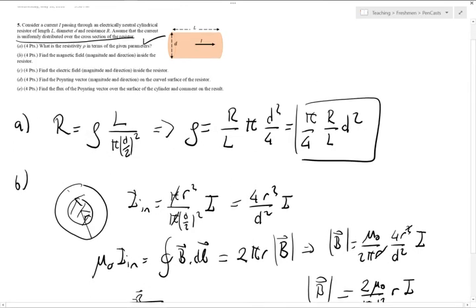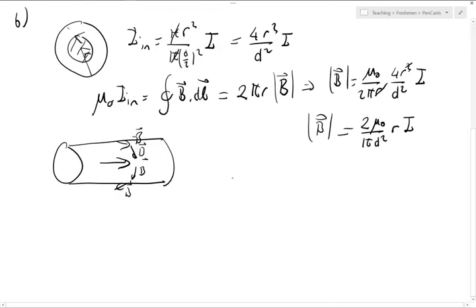Find the electric field, magnitude and direction inside the resistor. Now this is somewhat a trick question. What's the current density vector? I divided by the area. What's the electric field? Well, I know the following: rho times J must give me the electric field.